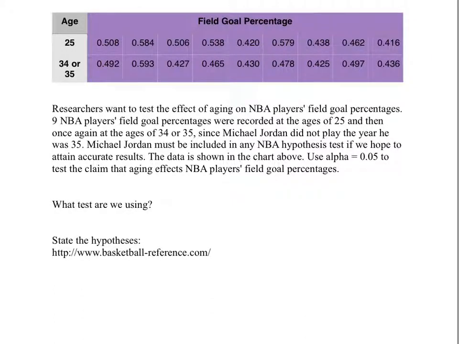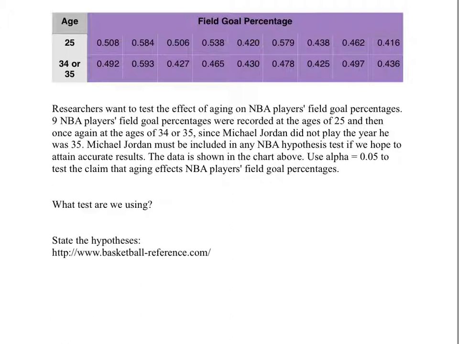Researchers want to test the effect of aging on NBA players' field goal percentages. Nine NBA players' field goal percentages were recorded at the age of 25 and then once again at the ages of 34, 35. Since Michael Jordan didn't play at the age of 35 and we're doing a test on NBA players, you've got to include him, so we just tested him at age 34. The data is shown in the chart above.